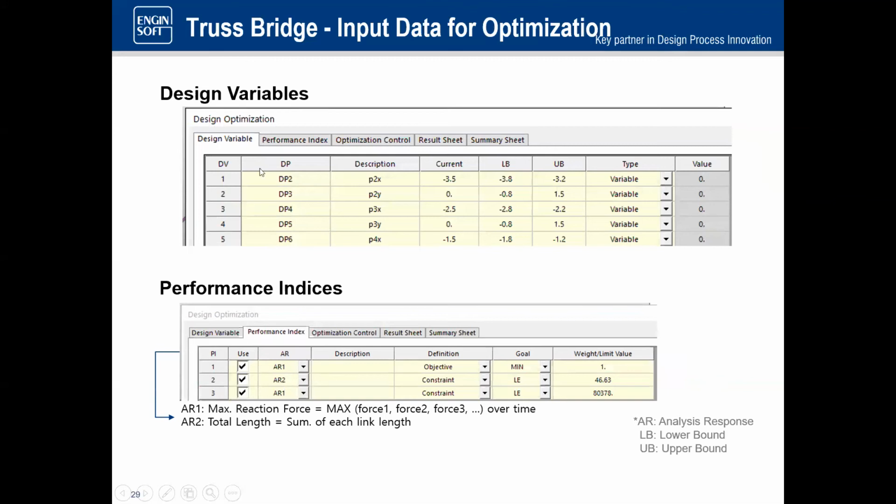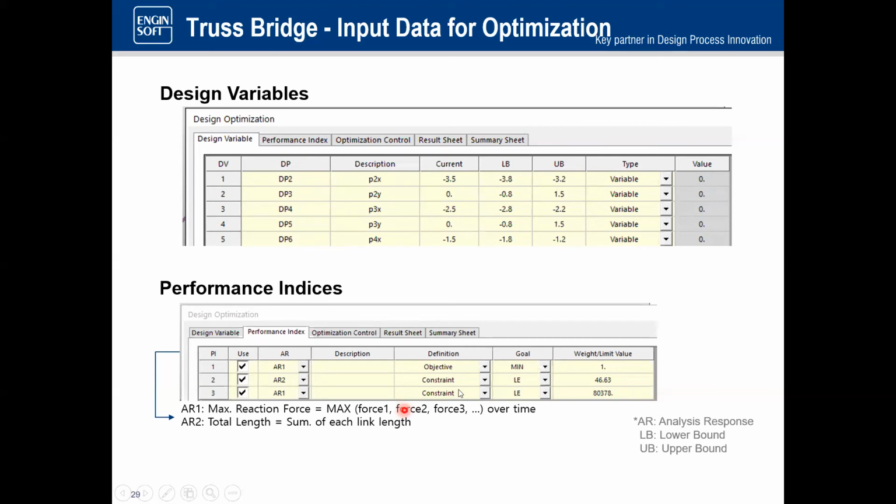So when you map it into the AutoDesign interface, it looks like this. These are the different points, X and Y coordinates, so point 2, point 3, and so forth. Those are all the different design variables. And then for the performance indices, we have these two different analysis functions, and we're going to minimize one, but we're also going to apply a constraint that it has to be less than this 80,000 Newton max load.